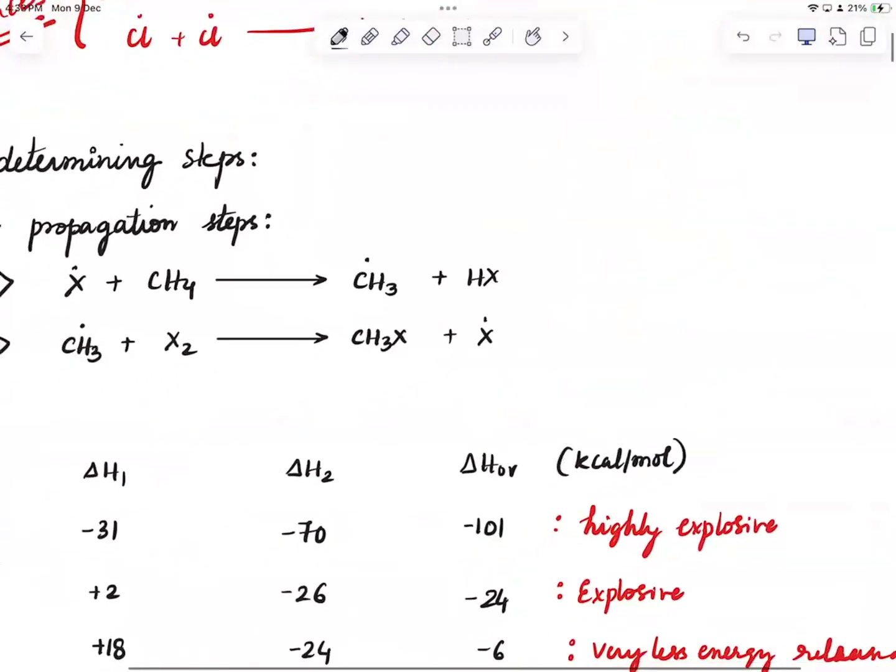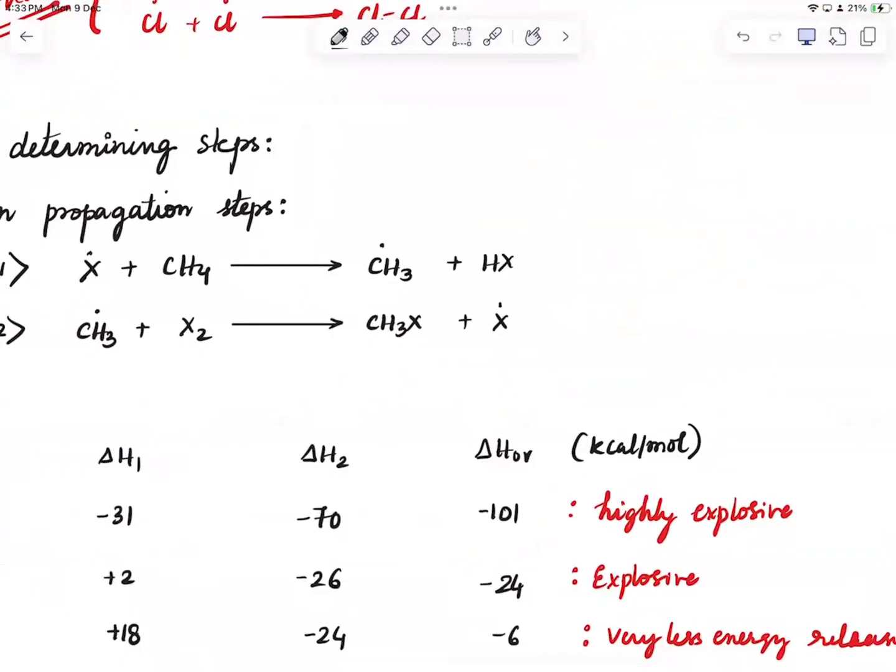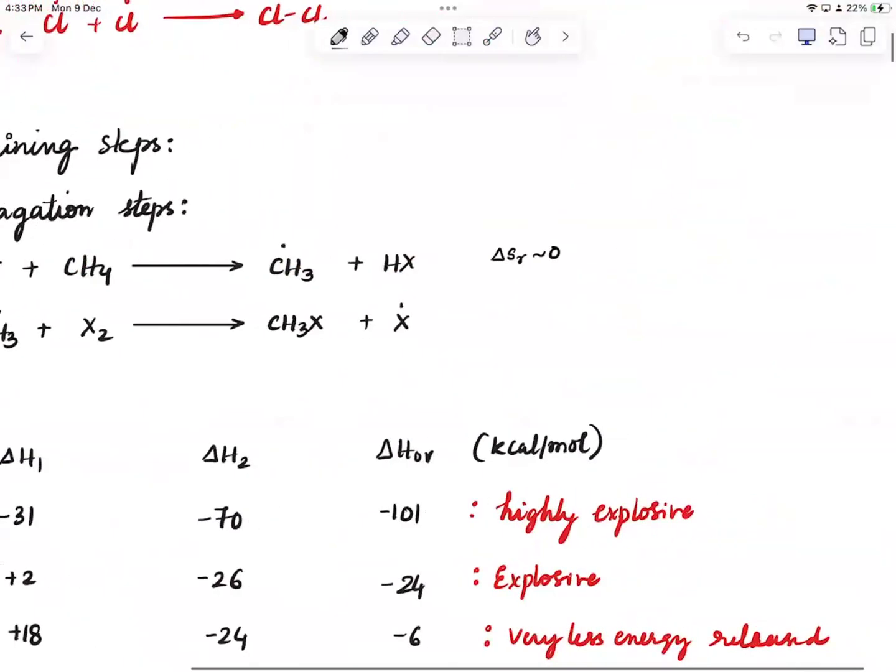Suppose you notice these two reactions, what will be the delta S of the reaction here? If you notice properly, there are two reactants and two products, which means hardly there will be any entropy change of the reaction. So I'll write delta S, the entropy change of the reaction, is zero. And delta H of the reaction, imagine it is endothermic, then this is less than zero.